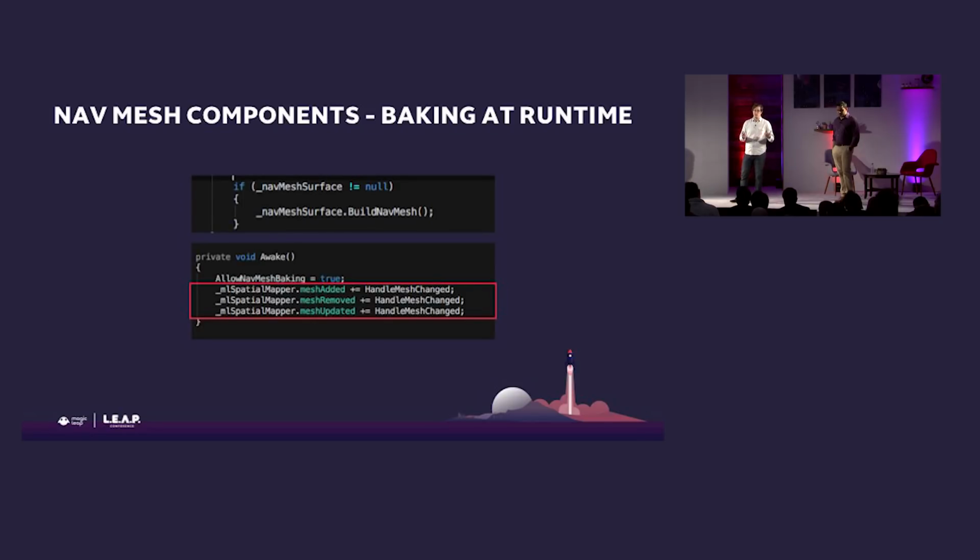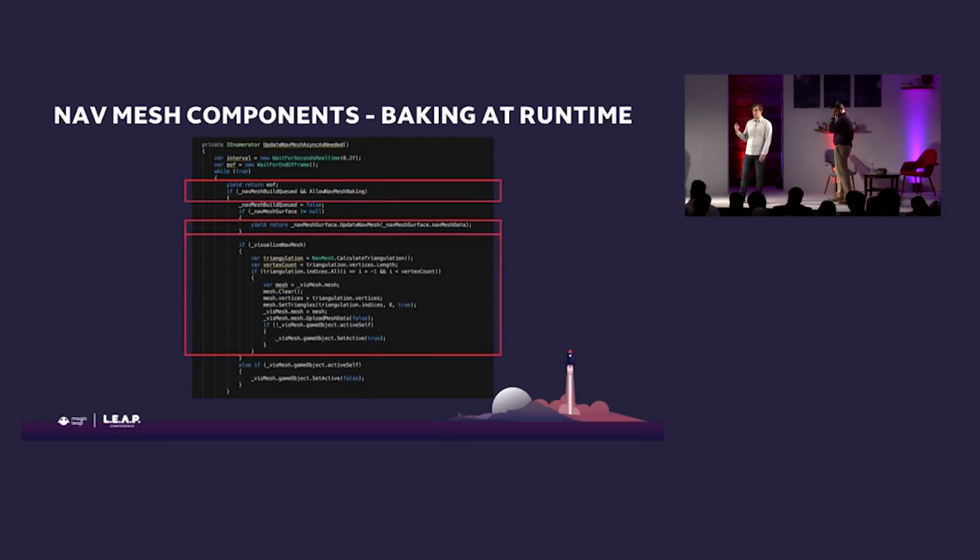So the first thing you need to do is just get a reference to that nav mesh surface and call the build nav mesh. Now, because we're using the ML spatial mapper, what we're doing here in the awake function is linking into these events that are called when the spatial mapper is added, updated, or removed, and then calling a simple function there that'll then link in and queue up our rebaking process. Now for updating or rebaking the nav mesh, we're simply checking a bool here that gets flipped through those events, and then we're going in here, taking the nav mesh surface and calling update nav mesh to take advantage of that new spatial mesh that's been created from the Magic Leap.